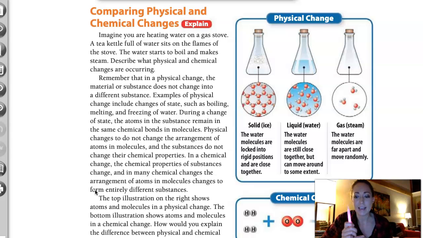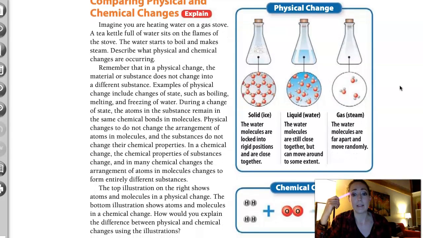Comparing physical and chemical changes. Imagine you're heating water on a gas stove. A tea kettle full of water sits on the flame of the stove. The water starts to boil and makes steam. Describe what physical and chemical changes are occurring.